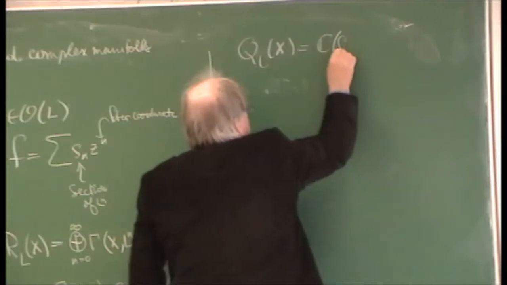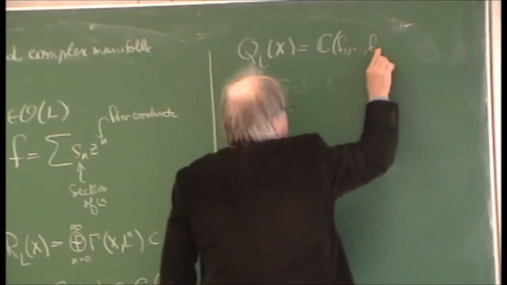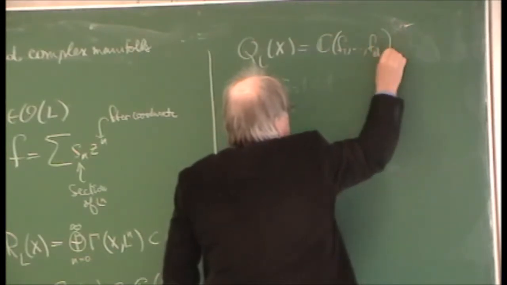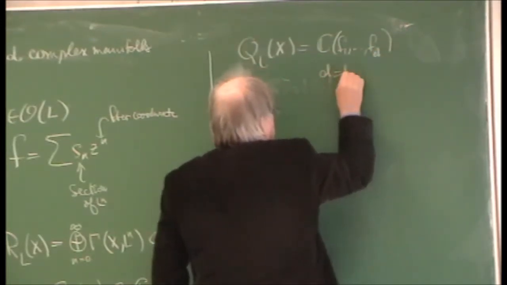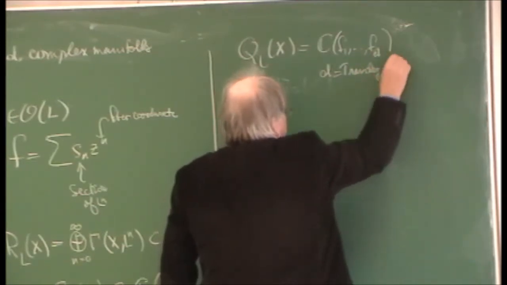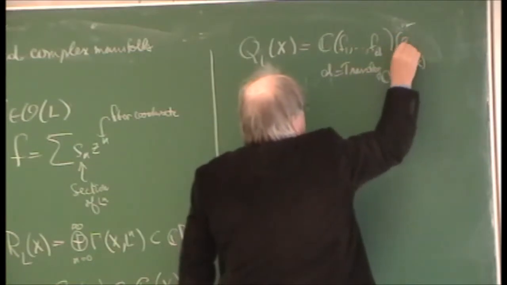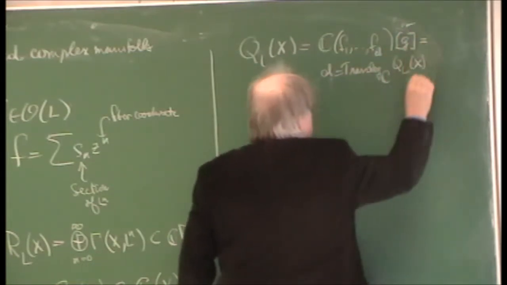Let me just write it here. It's generated by so many functions of transcendence degree, maybe even I'll write here D for degree, so D equals transcendence degree of this field, and extended by some function. So that's the way this thing looks. It's a theorem.